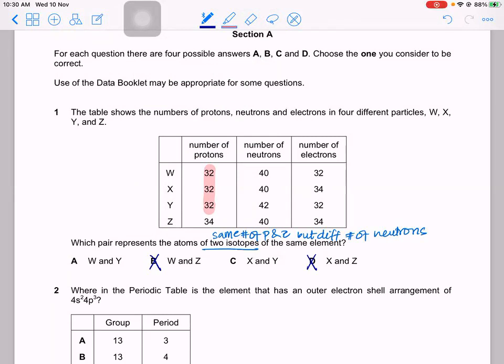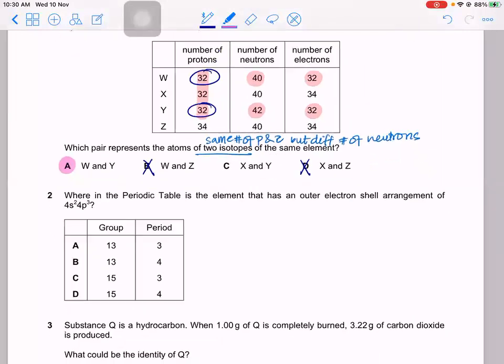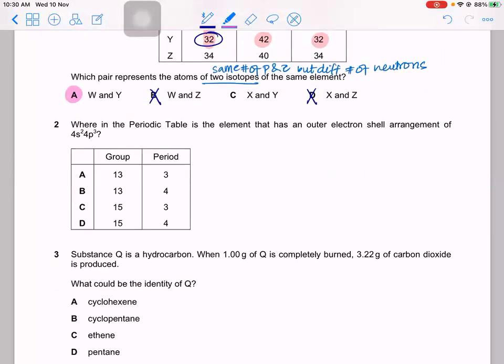It should have the same number of electrons also. So this and this has the same number of electrons. And it should have different number of neutrons. So you see the answer therefore is W and Y. Do you see they are isotopes of each other because they have same protons, same electrons, different neutrons. Looks like A.